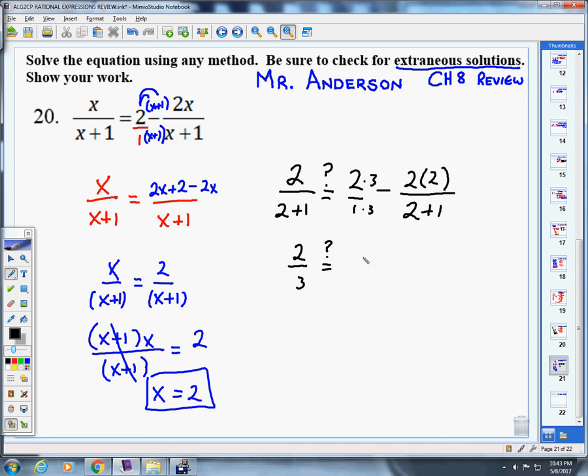So 6/3 is the same thing as 2. 6 divided by 3 is 2. All right, so that makes sense. Minus 4/3. All right, so I have a common denominator of 3. 6 minus 4 is 2. So this is, in fact, 2/3. So 2/3 equals 2/3. This checks out. My answer is good to go.